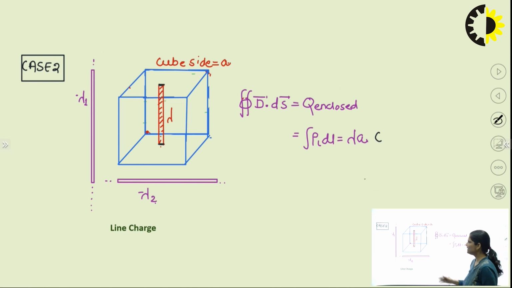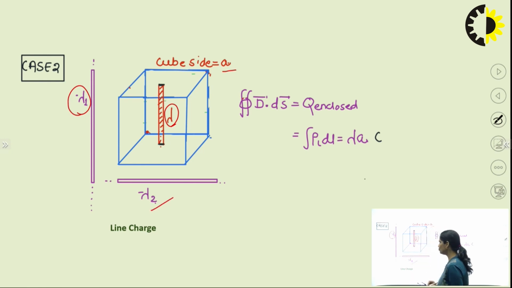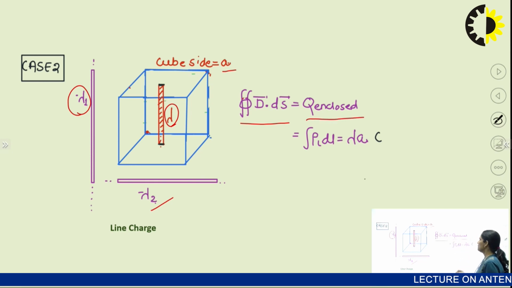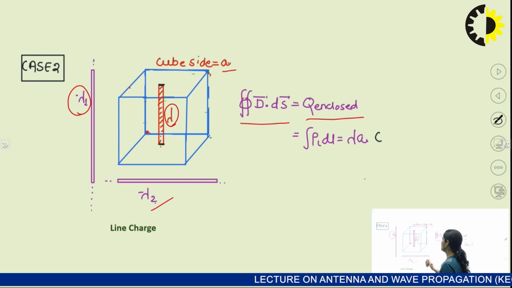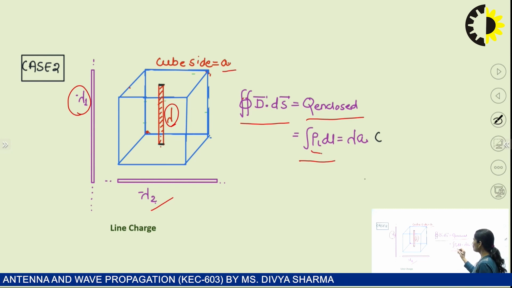Now the second case, let us say you have a cube with a line charge, and the cube sides are represented by A. Let this line be inside the cube, and these other lines be outside the cube. Its charge density is lambda. The inside line charge density is lambda, and the outside charge densities are minus lambda 1 and minus lambda 2. Now find D dot ds according to Gauss law. The closed integration of D dot ds is equal to Q enclosed, so you have to consider the inside line charge, that is the integration of rho l dl. So write down here rho l is equal to what?